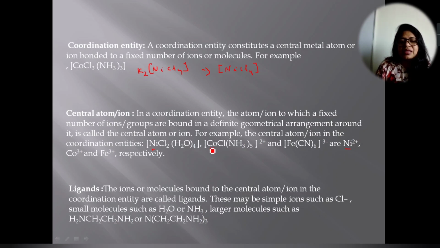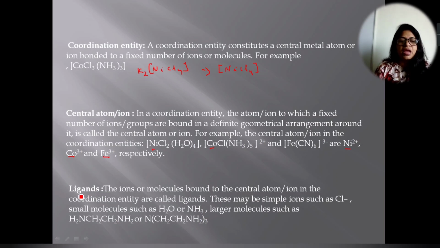Here in this complex, Co is the central metal atom, or the ion Co3+. In Fe(CN)6 3-, Fe is the central metal atom, or Fe3+ is the ion. How did I get this charge on the central metal atom? I am discussing that in my next video.